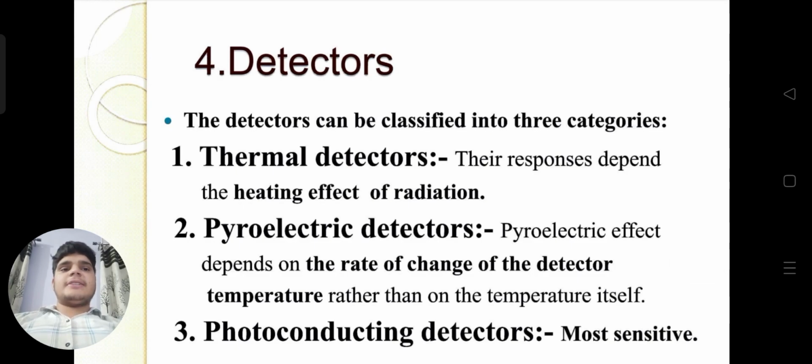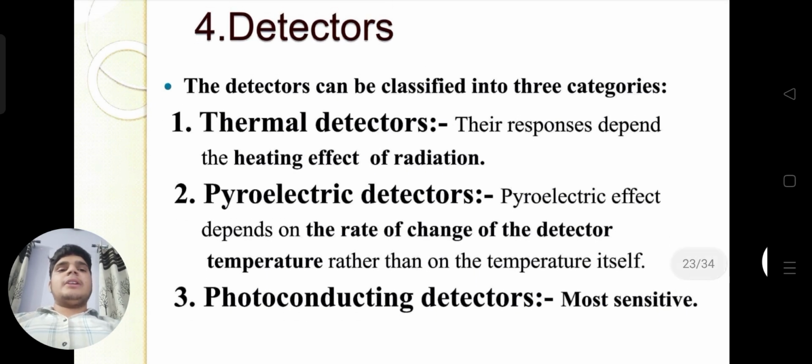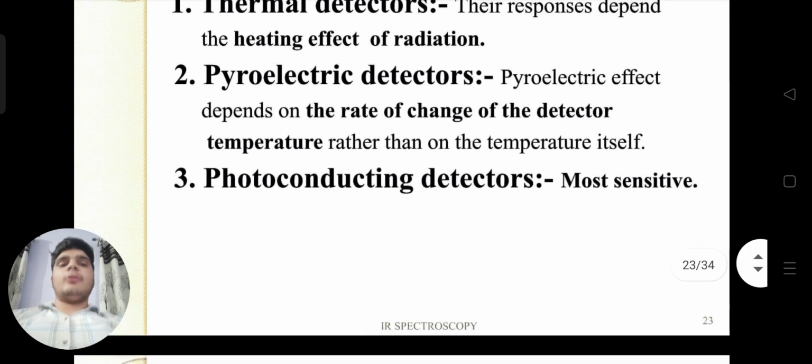Detectors. The detectors can be classified into three categories. The first one is thermal detectors. Their response depends upon the heating effect of the radiation. The second one is pyroelectric detectors. The pyroelectric effect depends on the rate of change of the detector temperature rather than on the temperature itself. The third type of detector is the photoconducting detector. They are the most sensitive.